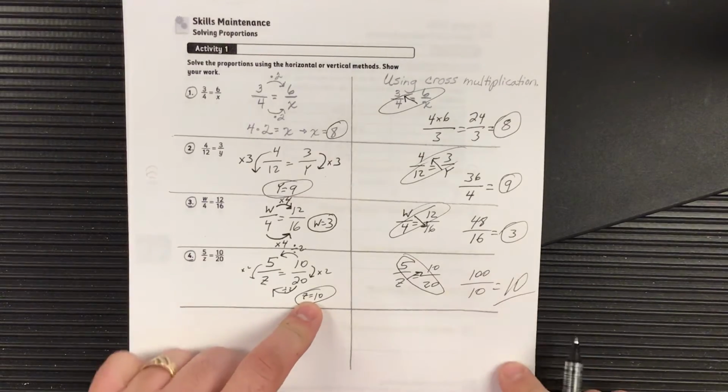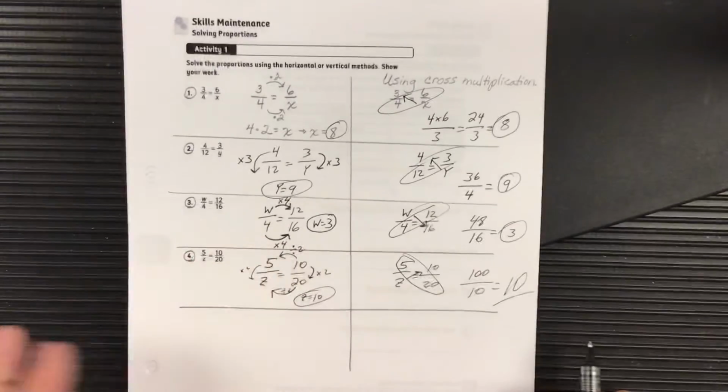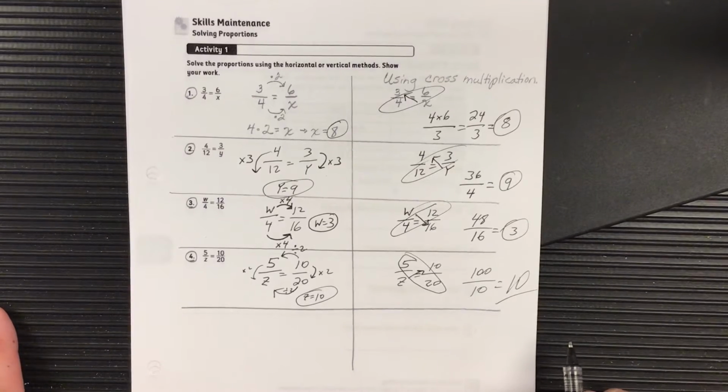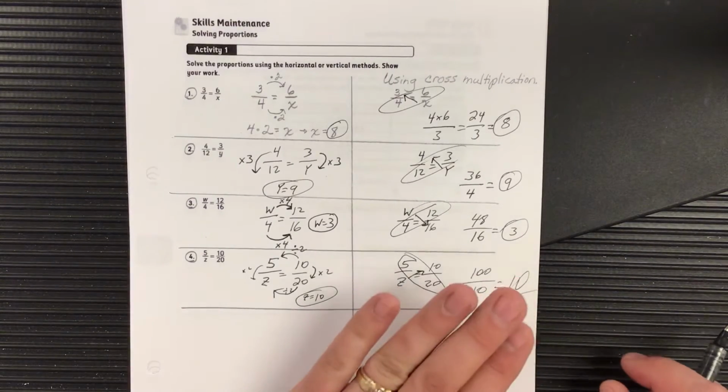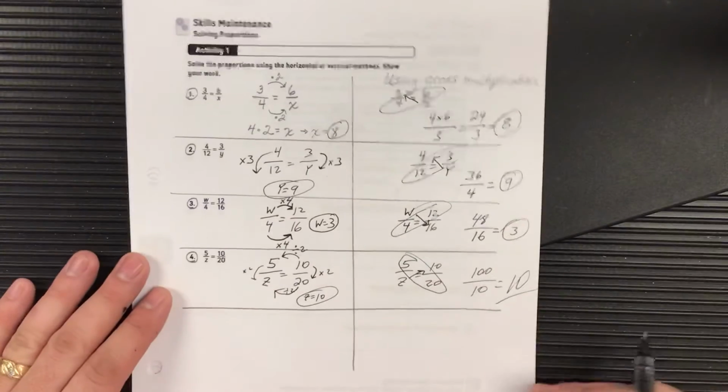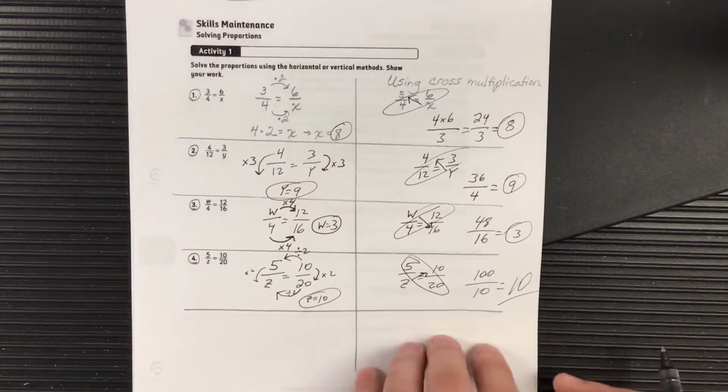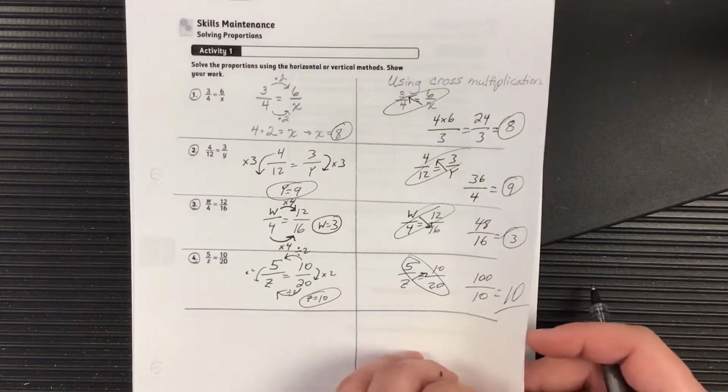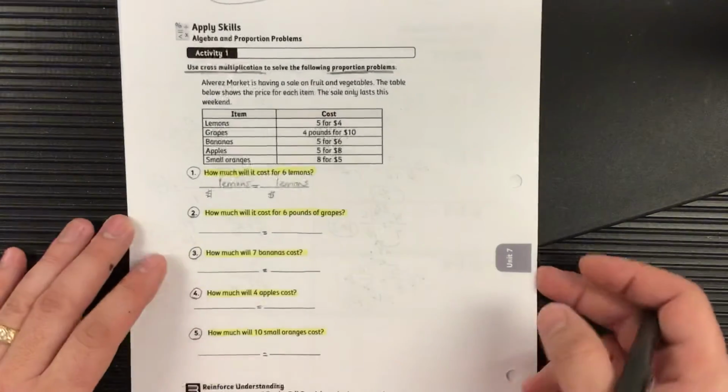Now, just out of curiosity, who prefers arrows? Who prefers cross multiplying? Okay, it's your preference. Whichever one is easier for you, do it that way. You get the same answer. Back page.